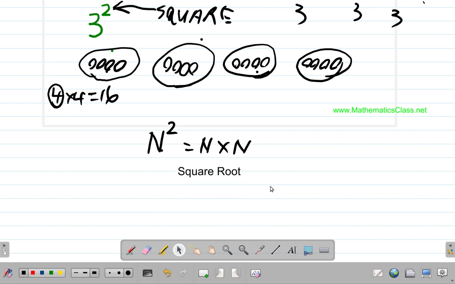Now, the square root means you go in the opposite direction. You square a number and you get the answer. With the square root of the answer, you go back and get the number. You see? So if you say the square root of n, what is the square root of n?